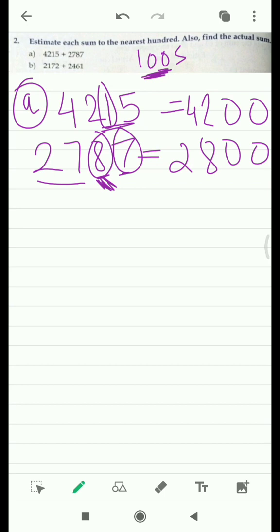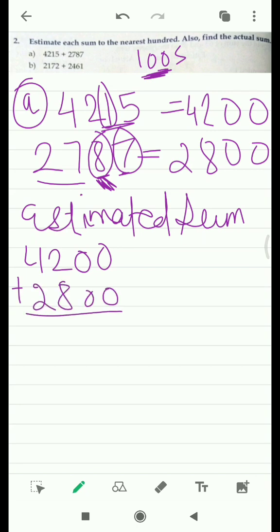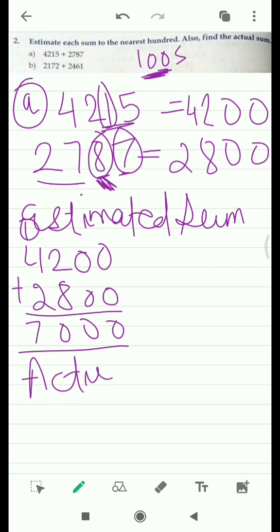Next is simply add them, since you have to find the estimated sum. So add them. 4,200 plus 2,800. After adding, you get this 7,000. Now we have to find the actual sum.